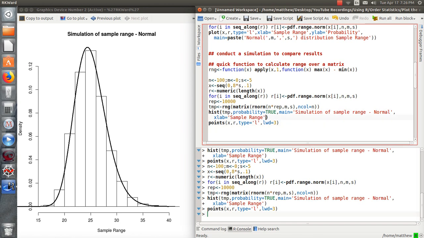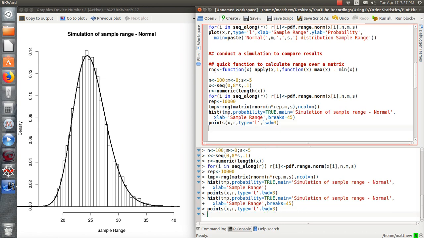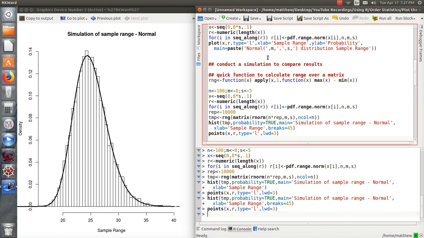So here, let's do something a little bit different. Let's add in 45 breaks. Here there's 1, 2, 3, 4, 5, 6, 7, 8, 9, 10, 11, maybe 12 little boxes, but let's add in 45 and see what that looks like. So that's this, and then we plot the exact distribution over the top of it. It's right on the money. Now this can be duplicated for any continuous distribution.